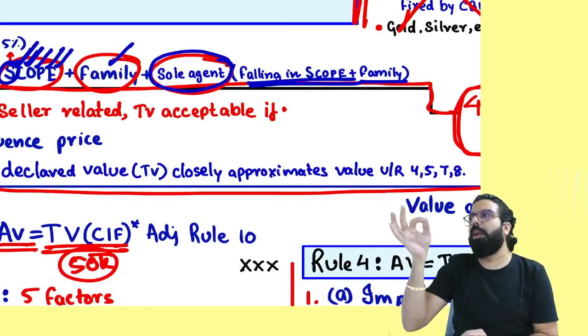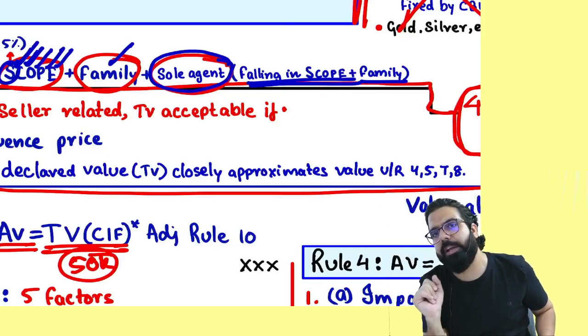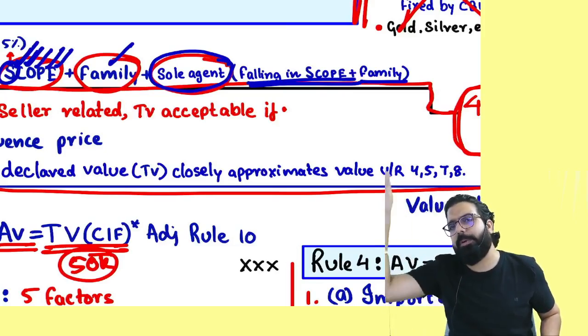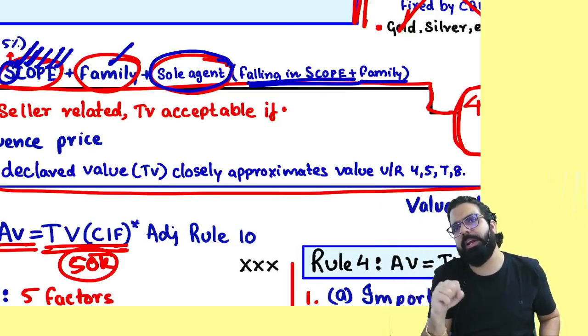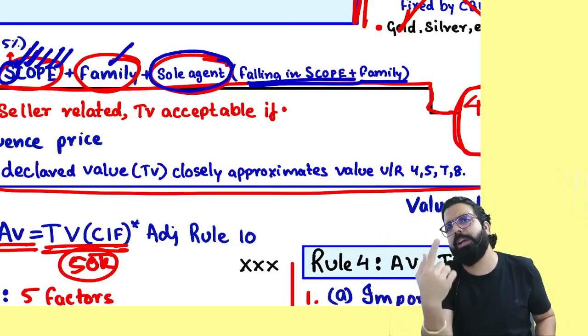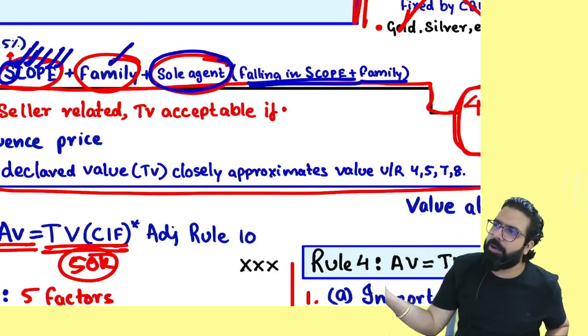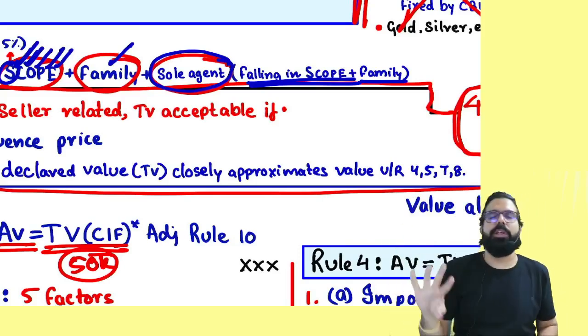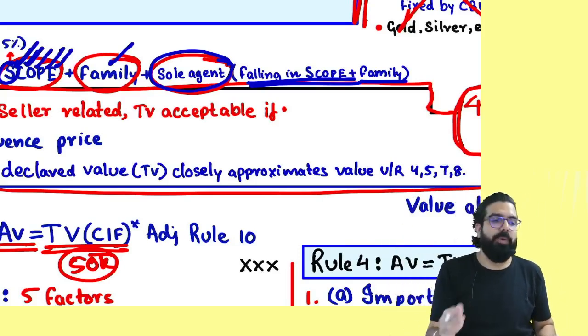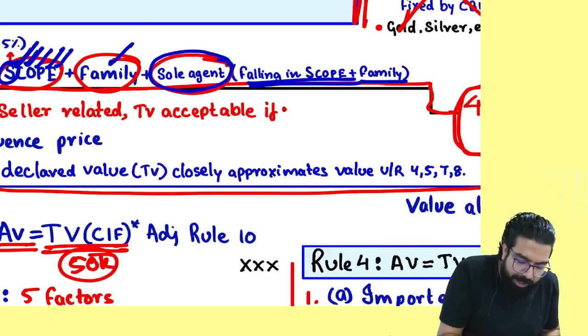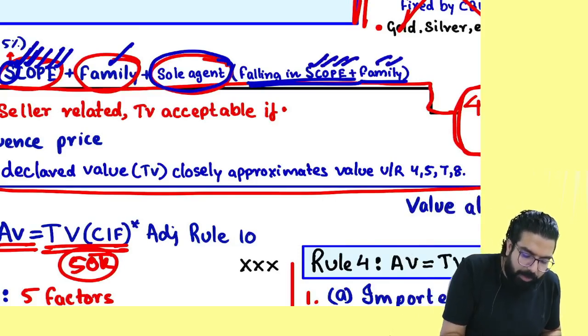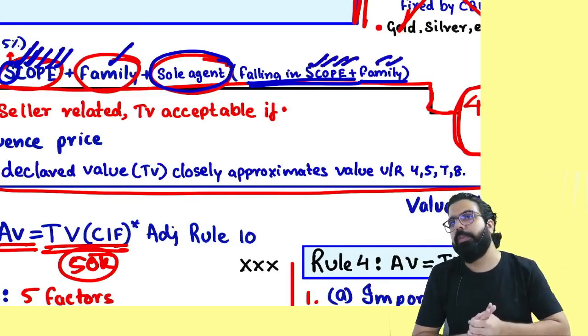Now, a person from the US appointed me as a sole agent in India. People, a person from the US appointed me as a sole agent in India. Generally, people from outside India will appoint only one agent in India. It means we will become related persons, always. So they went ahead and told sole agent will be related only if they are falling in what? Scope plus family. Is my point clear to all?